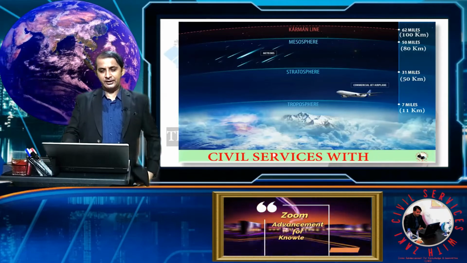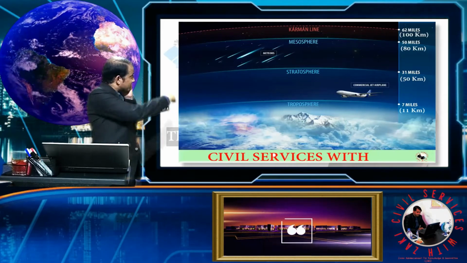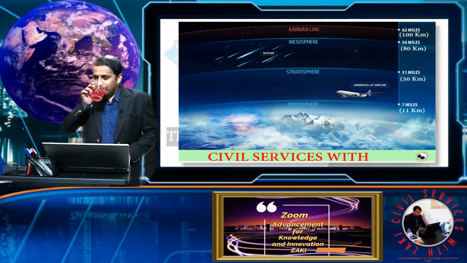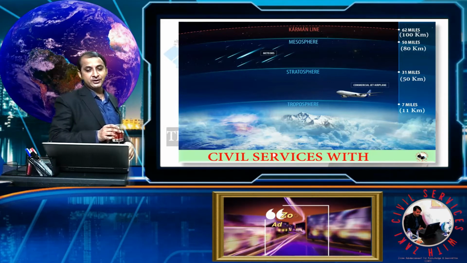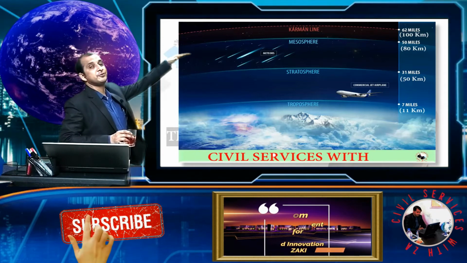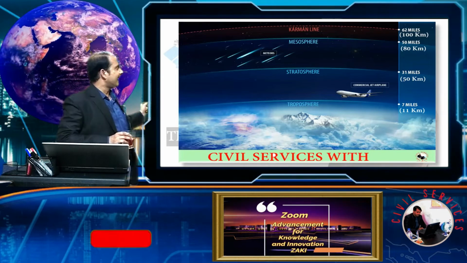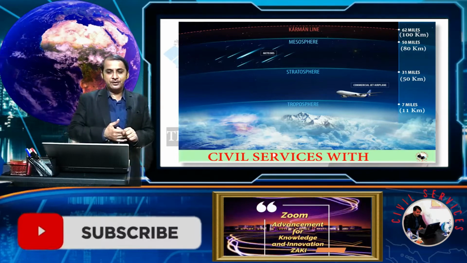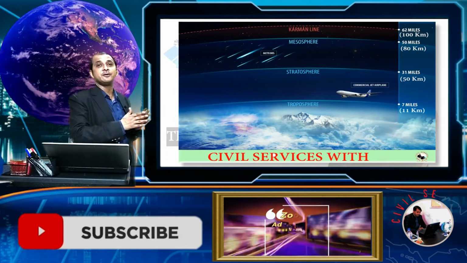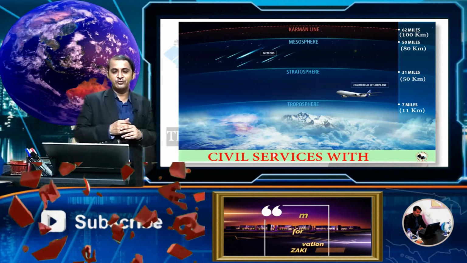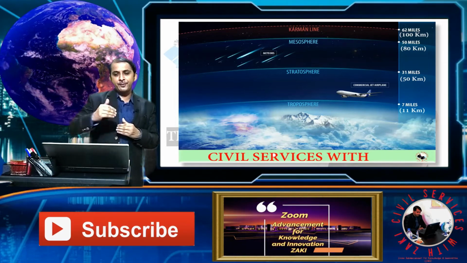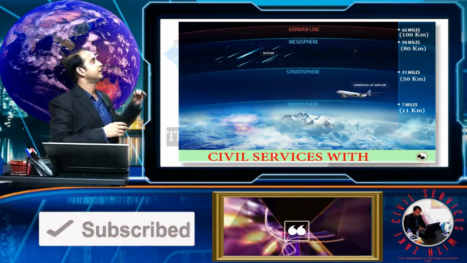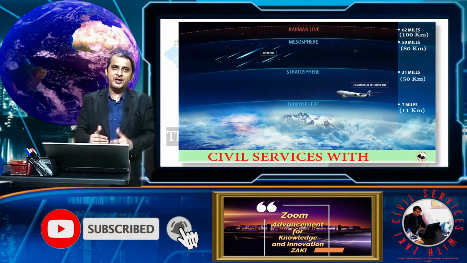Now we see the layers of the atmosphere, and in this photograph you see the layers divided into various types. From the surface of the earth to 100 kilometers, the line dividing the earth and space is called the Kármán line. We study this in two sections. Number one is the homosphere, which means troposphere, stratosphere and mesosphere. Above the Kármán line, we also study the heterosphere.